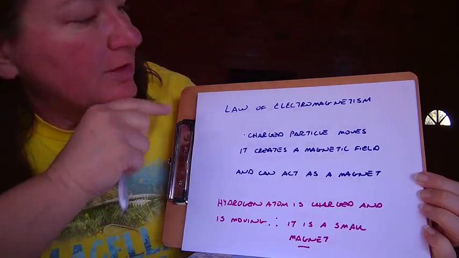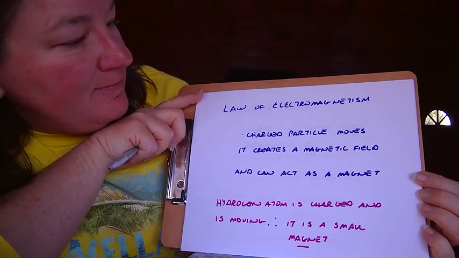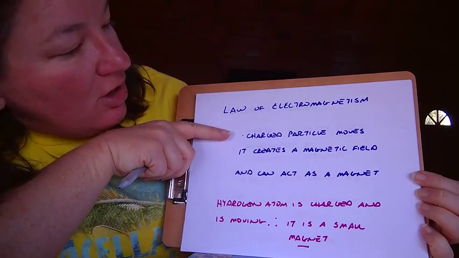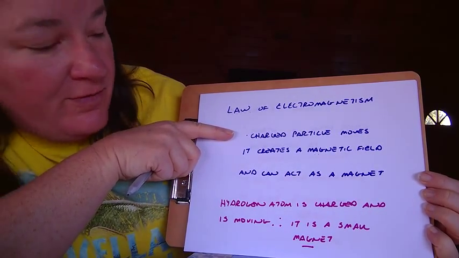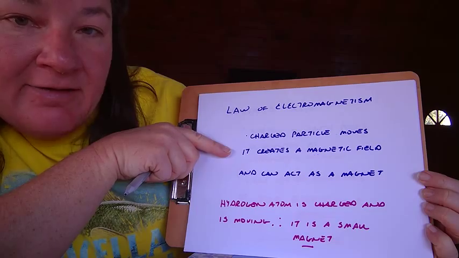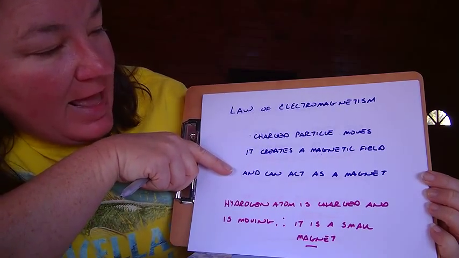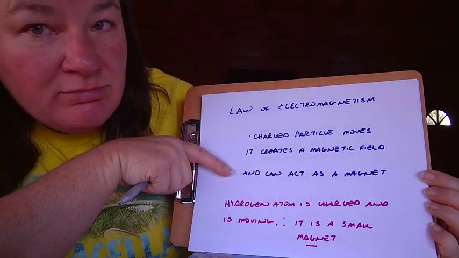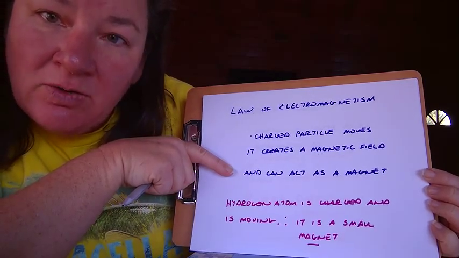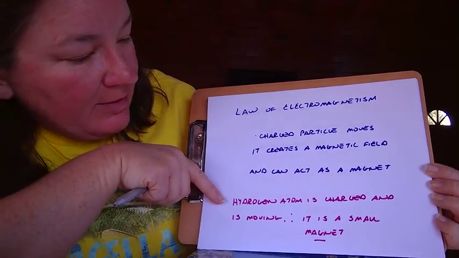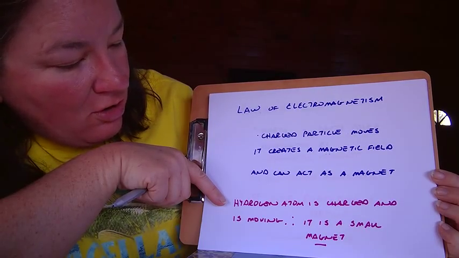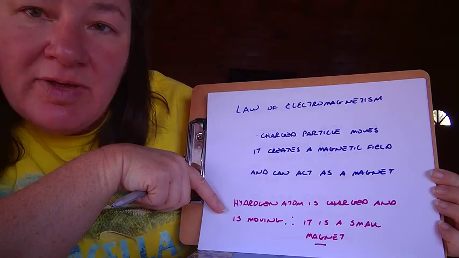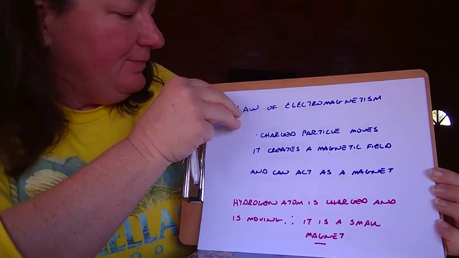Now remember the law of electromagnetism? It basically says, remember Michael Faraday? Charged particles, when they move, create a magnetic field, and it acts as a magnet. So basically, when the hydrogen atom is moving, it's becoming its own little magnet. Now, the hydrogen atom is charged and is moving. Remember the laws? So now we know it is a magnet.